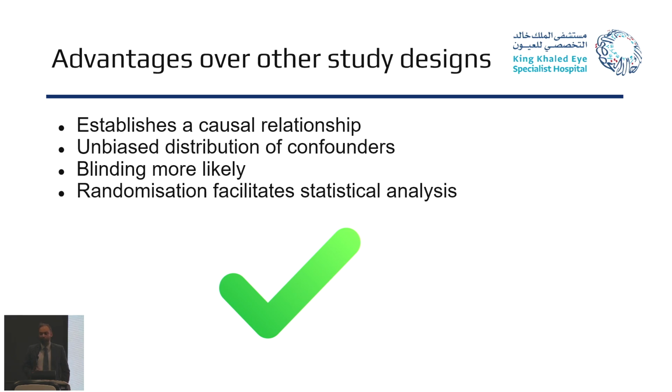And because we randomize treatments with an intervention arm and a control arm, the baseline factors are balanced out between the two arms, and therefore statistical analysis is much simpler because the two groups are very comparable.